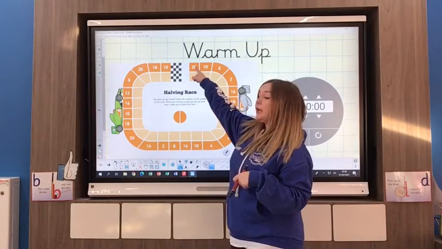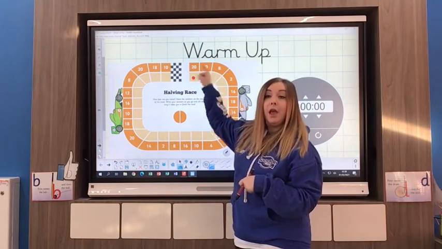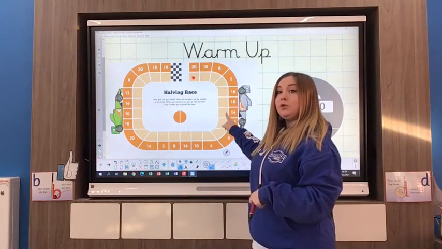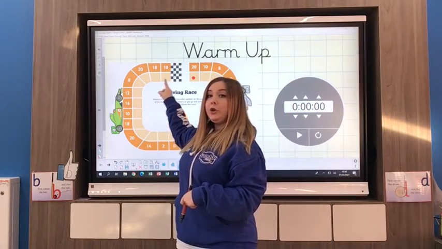What you're going to do is start here at our race, and you've got to work all the way around, writing what is half of each number. So I'll start you off and give you the first one. The first number that you've got to halve is 20, and half of 20 is 10. So the first number you'll write is 10. And then you'll go all the way around until you've done.